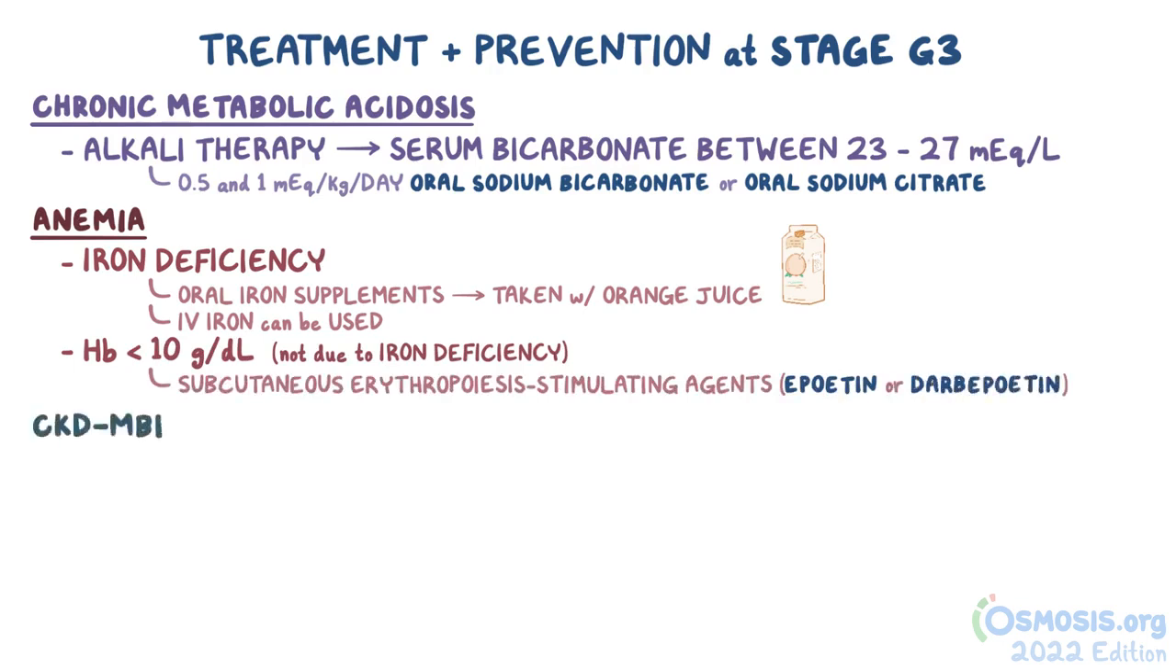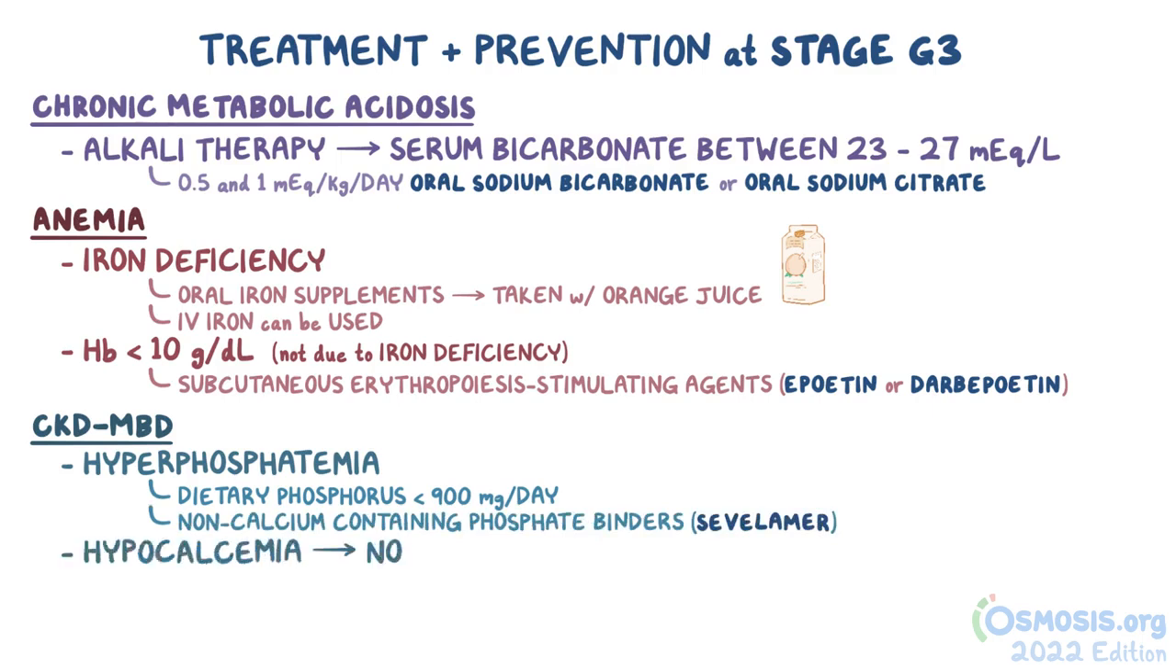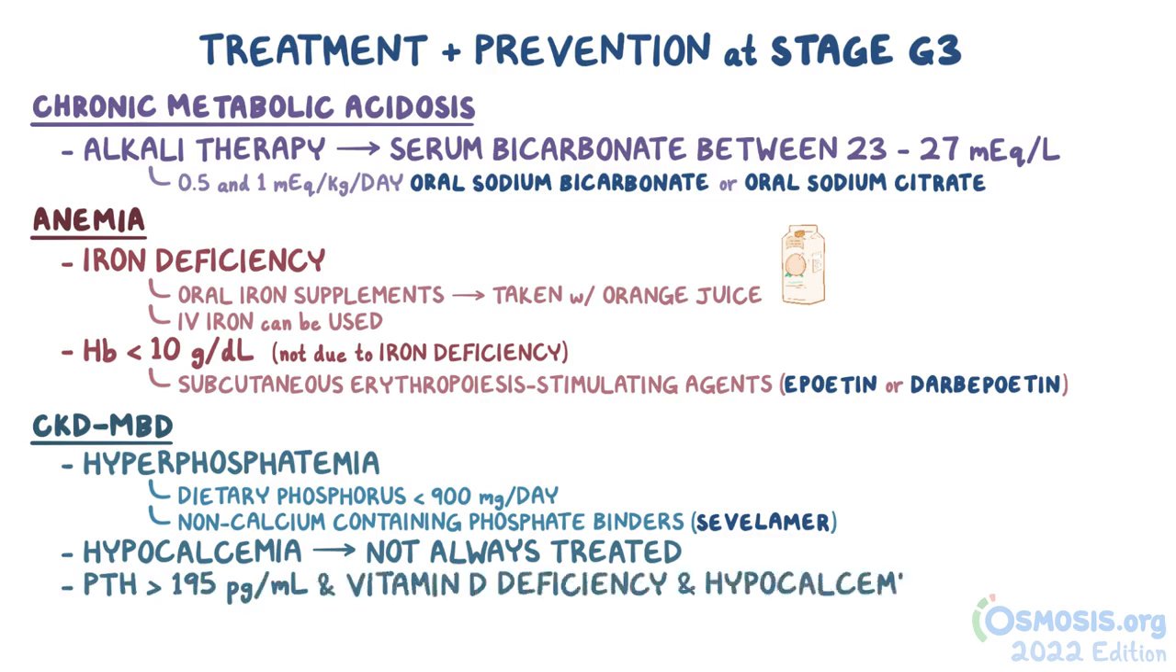Treatment of CKD MBD starts with treating hyperphosphatemia if it's present. First, dietary phosphorus intake is restricted to 900 milligrams per day. If dietary measures don't lower phosphate levels, then non-calcium containing phosphate binders, like oral sevelamer, are used. Hypocalcemia isn't always treated because vitamin D supplementation can lead to hypercalcemia, which can then lead to extraskeletal calcifications. However, if PTH levels are above 195 picograms per milliliter, and there's vitamin D deficiency and hypocalcemia, then oral calcitriol or alfacalcidol is given.